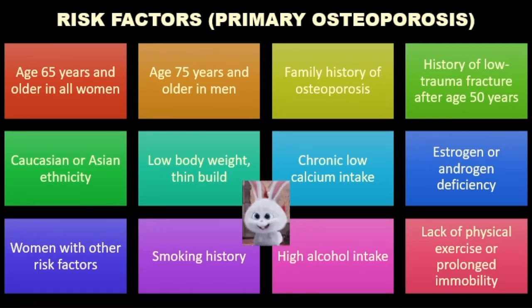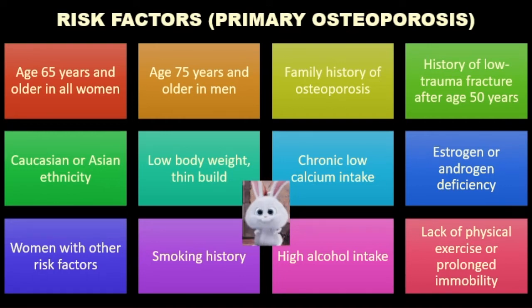Then, history of low trauma fracture after the age of 50. The low trauma fracture leads to poor bone healing later on. Caucasian or Asian ethnicity is one. Then you have low body weight and thin build. So, what's the contribution of low body weight and thin build?